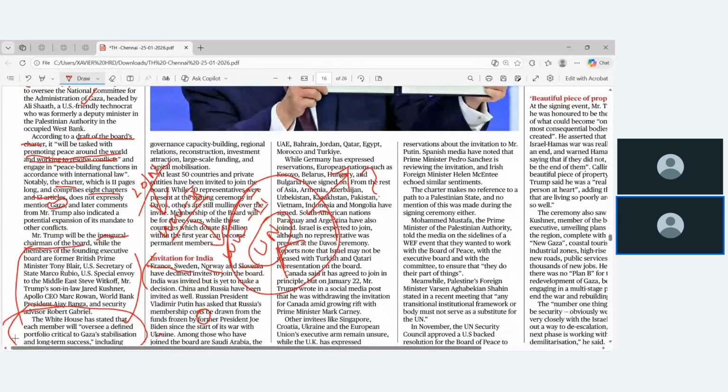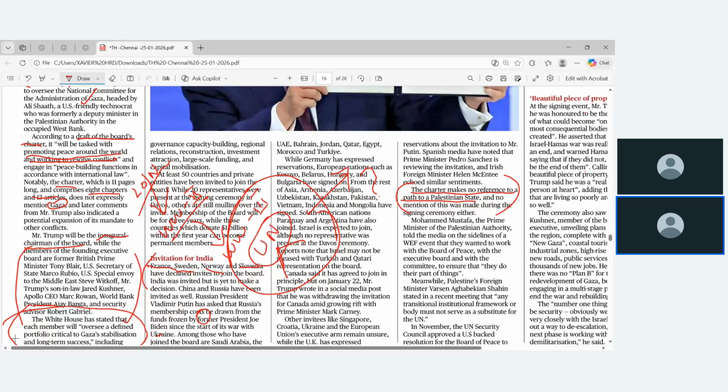So what exactly does the charter make? At the same time, you come to this paragraph. The charter makes no reference to the path to a Palestinian state, and no mention of this was made during the signing ceremony. This is how it is going to make world peace.